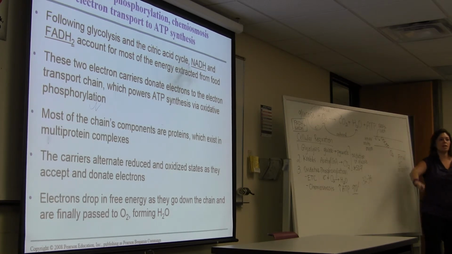So everything else in aerobic and anaerobic respiration is the same. The only difference is that in aerobic, this final electron acceptor is going to be oxygen, and in anaerobic, it's going to be something other than oxygen, because oxygen's not around.